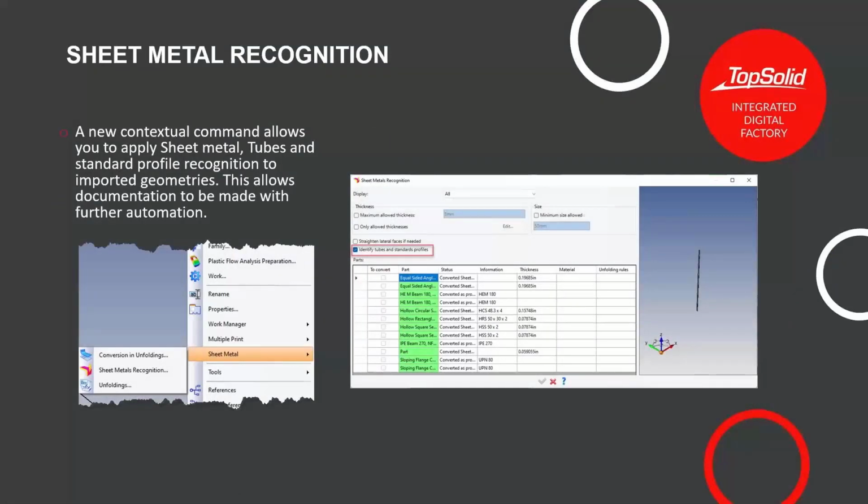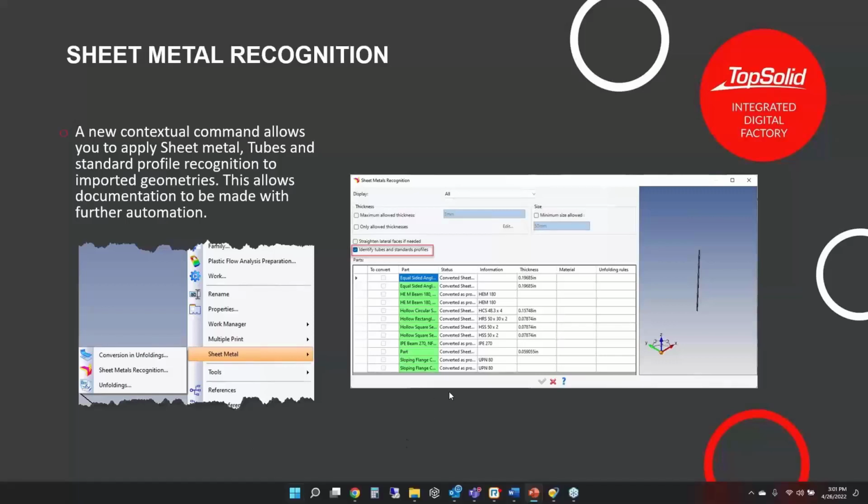So first things first, a new contextual command allows you to apply sheet metal tubes and standard profile recognition to imported geometries. Why do you care? Well, you import a design, and the design is made of sheet metal parts and standard extruded components, maybe I-beams, hollow square tubing, and whatnot. And you need to manufacture, and most importantly, you need to document these things. So let's have a look.